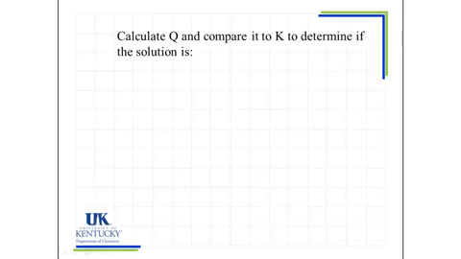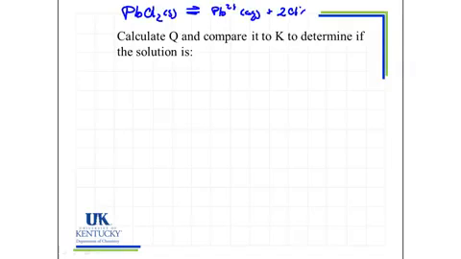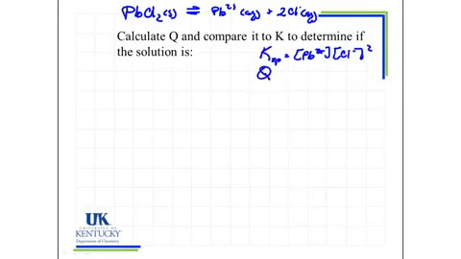So if you calculate a Q for a solution, you can compare it to K and determine what state that insoluble salt is in. So let's say, for example, we've got the insoluble salt of lead chloride. And we know that this is the equilibrium process that we would consider. We know that K, which we call KSP, would be the concentration of lead times the concentration of chloride squared. But you could also talk about a Q.